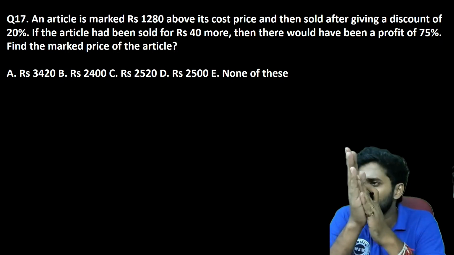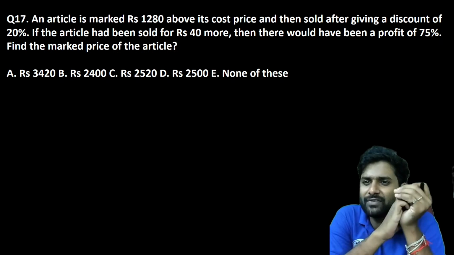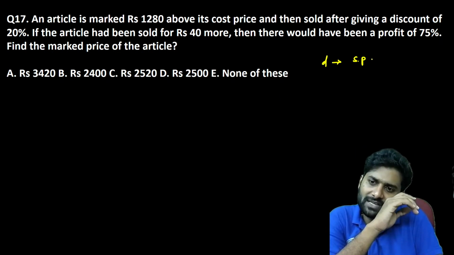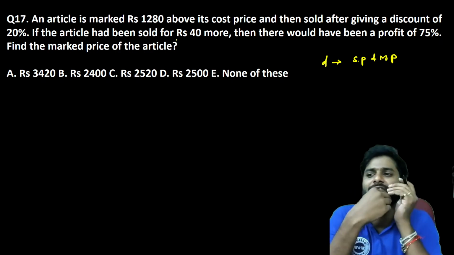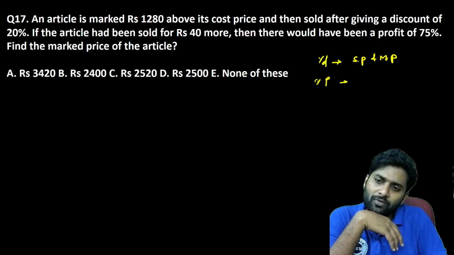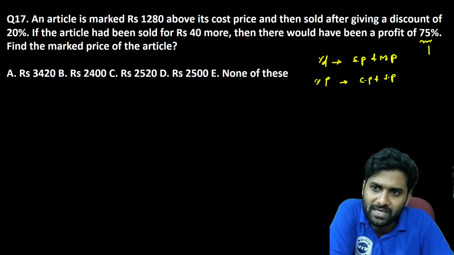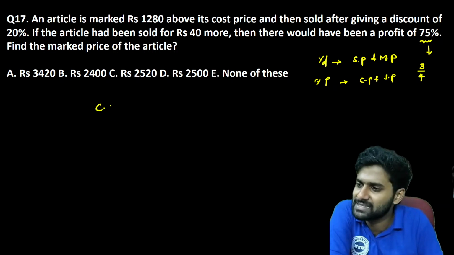An article marked at 1280 above cost price and sold after giving a discount. See, the concept of discount deals with the selling price and market price. Now see, if the article is sold for 40 rupees more, they will get a profit. So the concept of profit deals with the cost price and selling price. Now if you observe that, you can start your question from here. 75% value becomes 3 by 4. Let us take this data in this way.